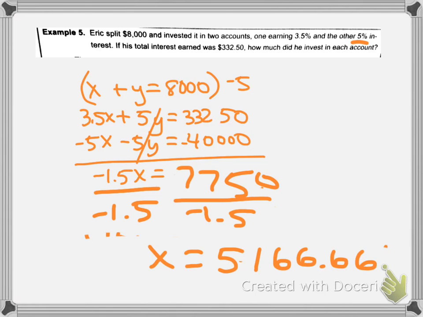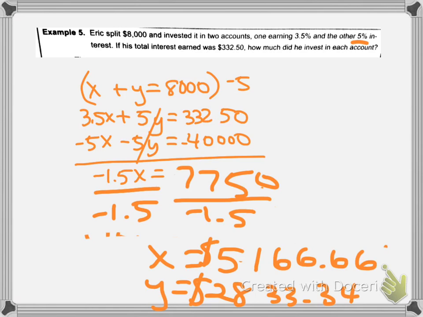And then, oh, great. So let's do that again. 8,000 minus 5,166.66. We'll have $2,833.34 in both of those accounts. Okay, that's not too bad. Yeah. That one was a little harder because of all those big numbers.